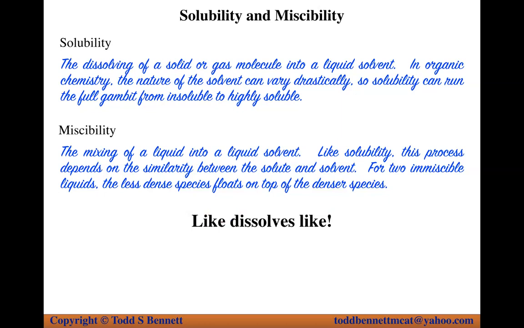Random fact. Like dissolves like. I need you to memorize that thought. Be careful not to blindly apply it. But if you have two molecules in roughly equal concentration, they will mix with one another if they have like properties. Polar will dissolve into polar. Aprotic will dissolve into aprotic. You'll have similar solubility rules.